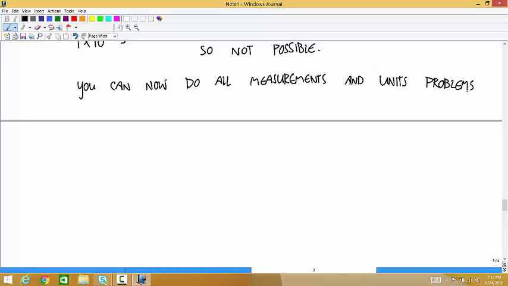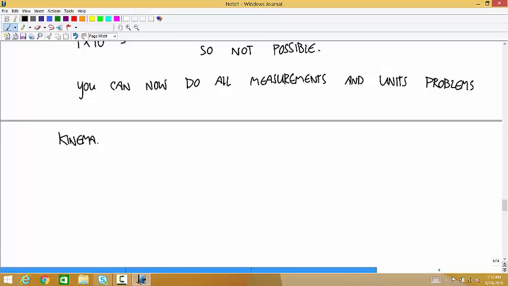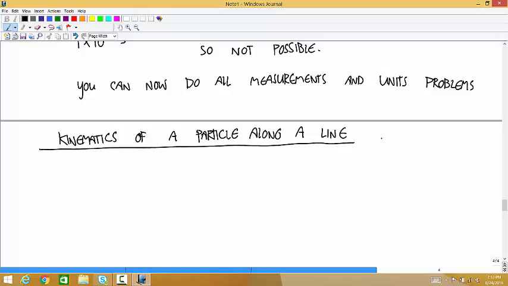And the next topic we're going to get into is kinematics of a particle along a line. So this is a new topic. Along a line is pretty straightforward, but we have to be clear about what I mean by a particle and what I mean by kinematics.